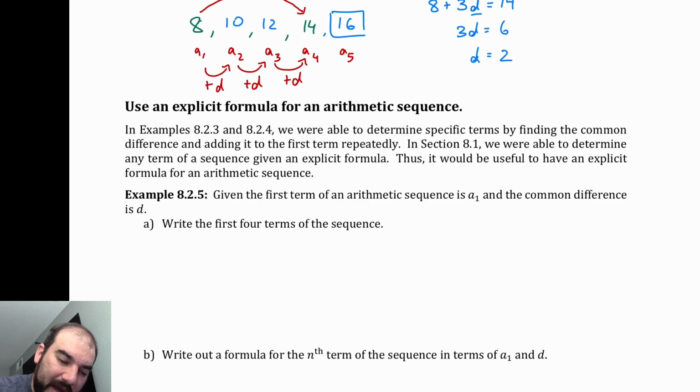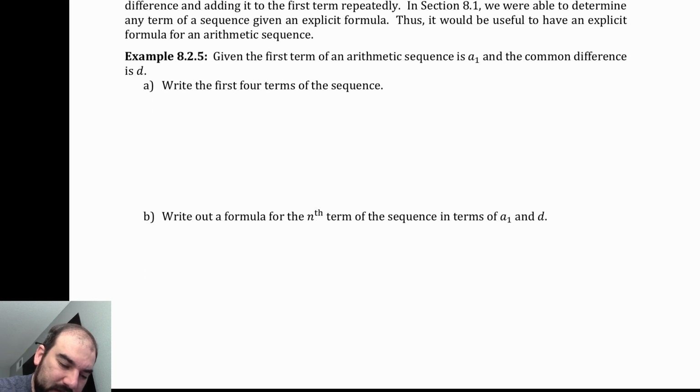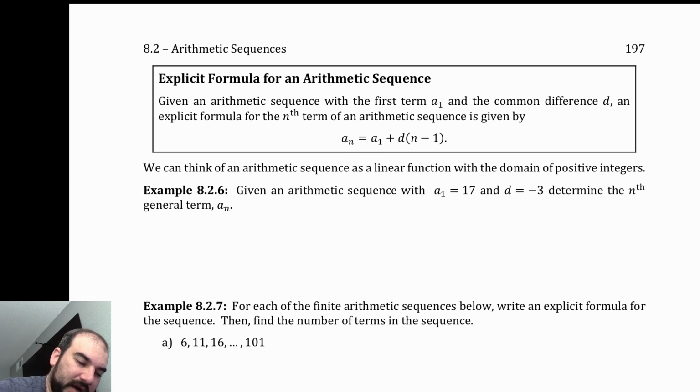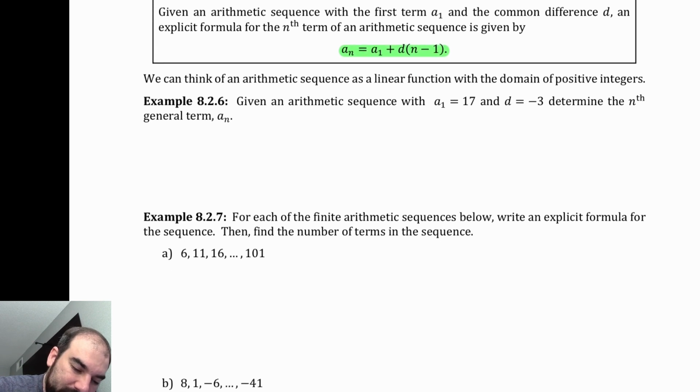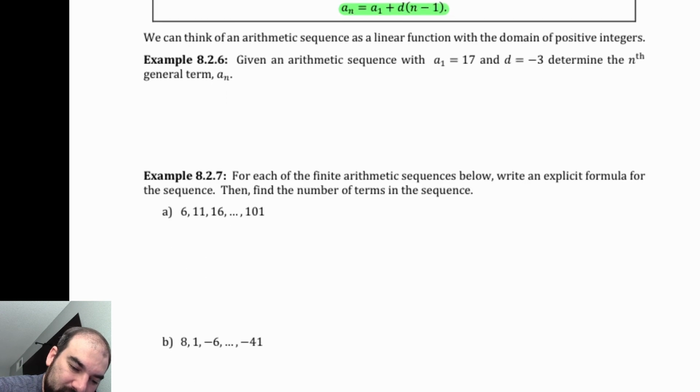Next, we're going to talk about the explicit formula for an arithmetic sequence, which is given here. I'm not going to go over how to derive that, but we're given a formula for the explicit formula for an arithmetic sequence. So if you recognize the sequence as being arithmetic, you can automatically assume that this formula follows. A sub n being the nth term of the sequence, A sub 1 being the first, and then D being the common difference.